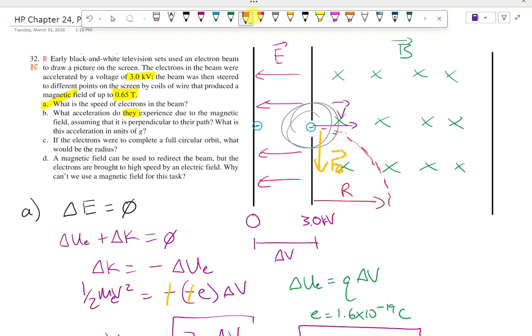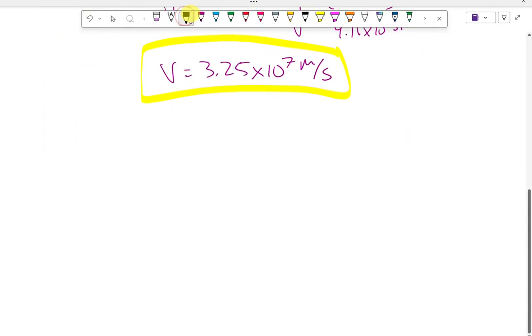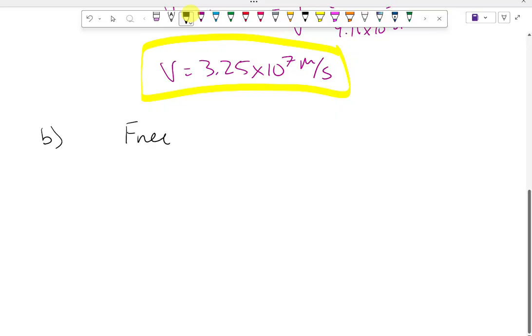I'll call the radius r right now. And so there we go. The force that's causing the centripetal acceleration is the magnetic force. So let's see what we can do down here to find out what the acceleration is going to be. So here's part B. We're going to use F net equals ma. In this case, the force causing the centripetal acceleration is the magnetic force, Fb, and that's going to equal the mass of the electron times its acceleration.